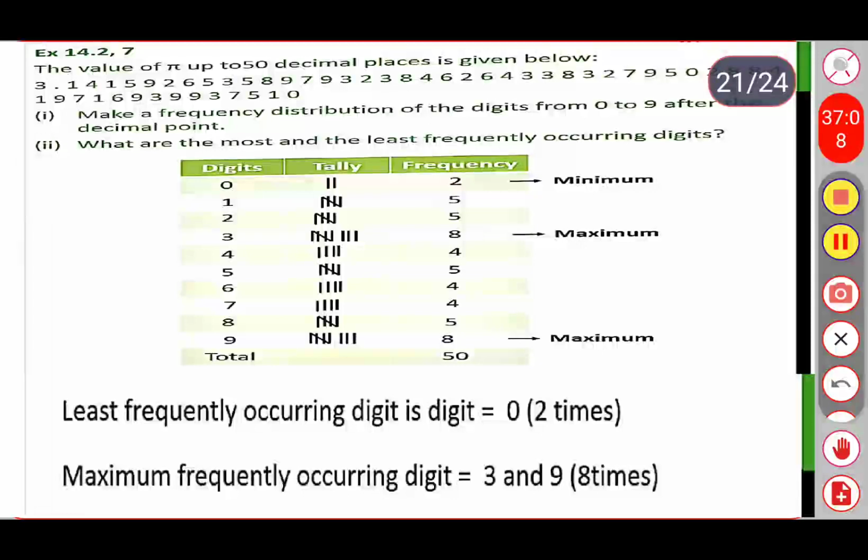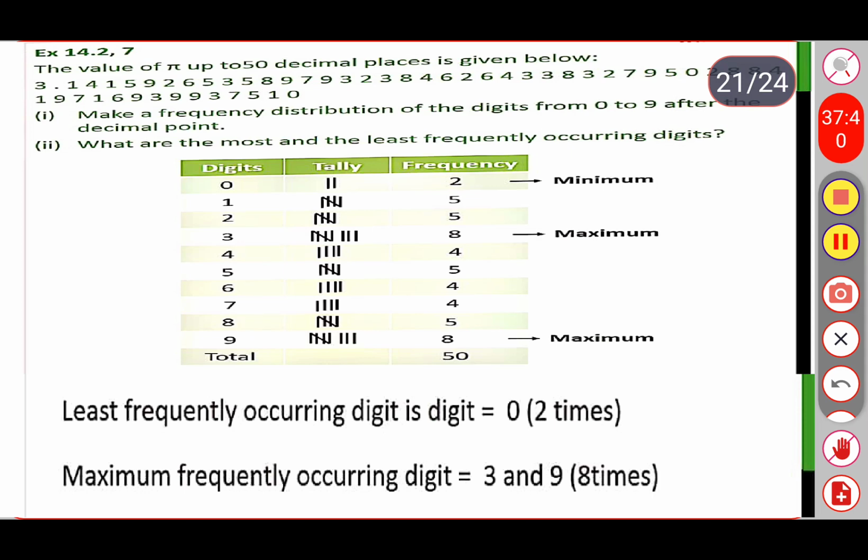The value of pi up to 50 decimal places is given below. We already know the value of pi, that is 3.14159265 and so on. After some digits, the same digits will be recurring. These kinds of decimal expansions we call recurring and repeating decimal expansions.